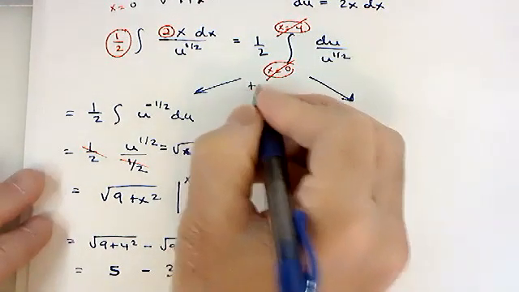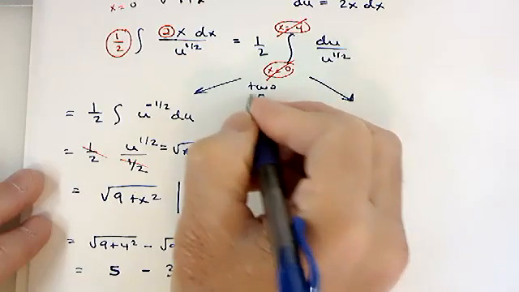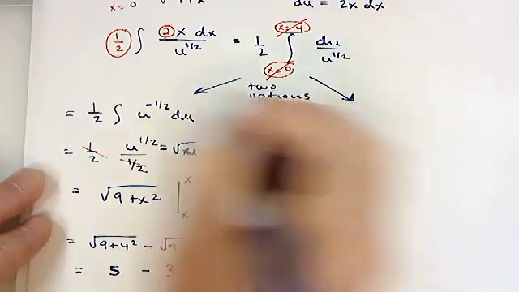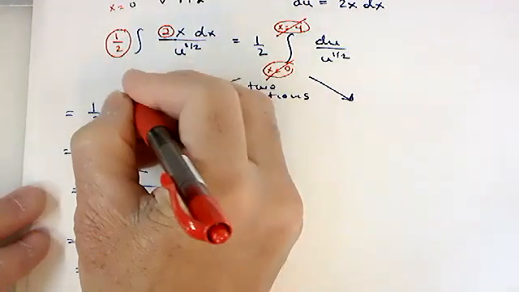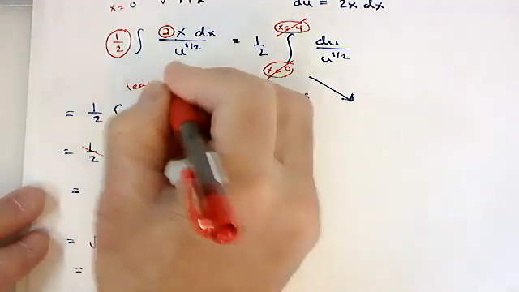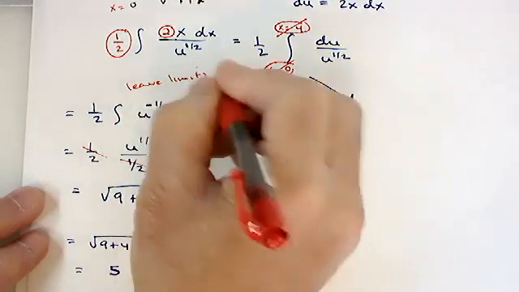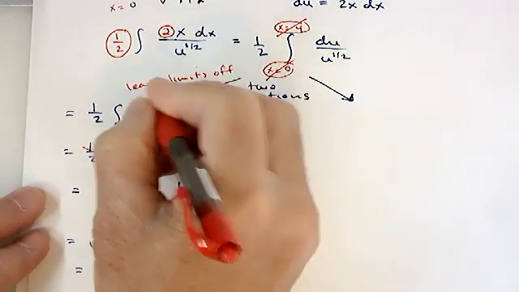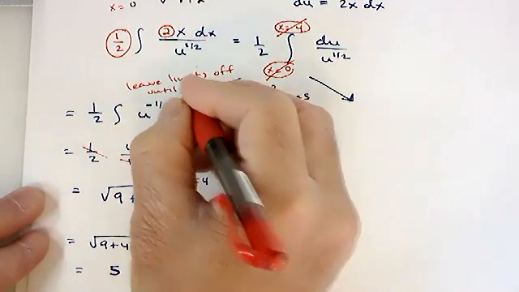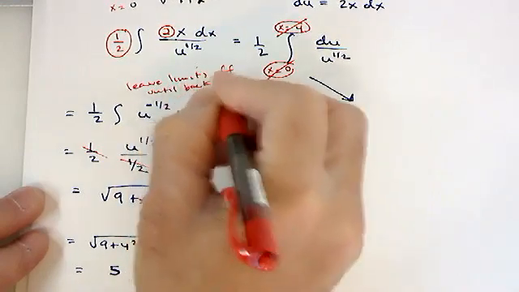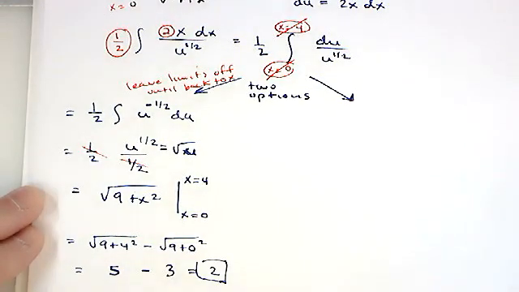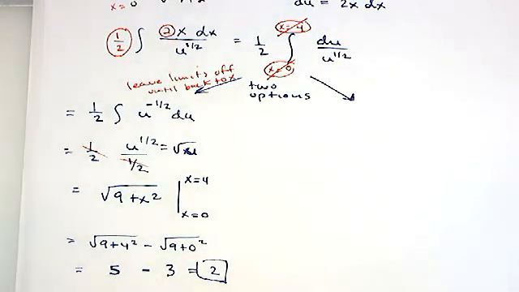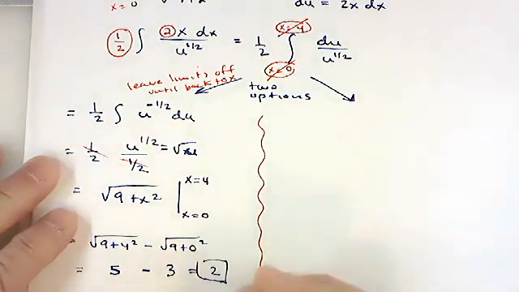So I'll put here 2 options. Over here, to describe this, I would just say leave limits off until back to x, right? Until you do your u sub and you get it back to x, then it's okay to bring them back in. Okay.